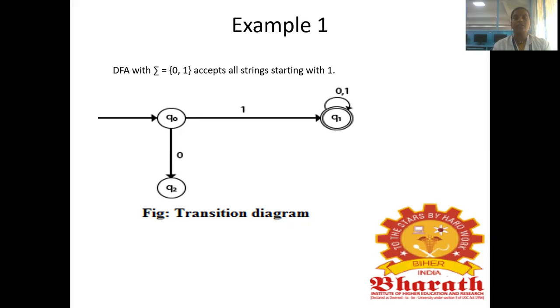So what is the condition? Strings starting with 1. So I just draw the diagram. From Q0 it flows to Q1 on 1, so our condition is satisfied and I finish the transition diagram. Q1 I put as the final state, since our condition is satisfied. So this is the transition diagram.